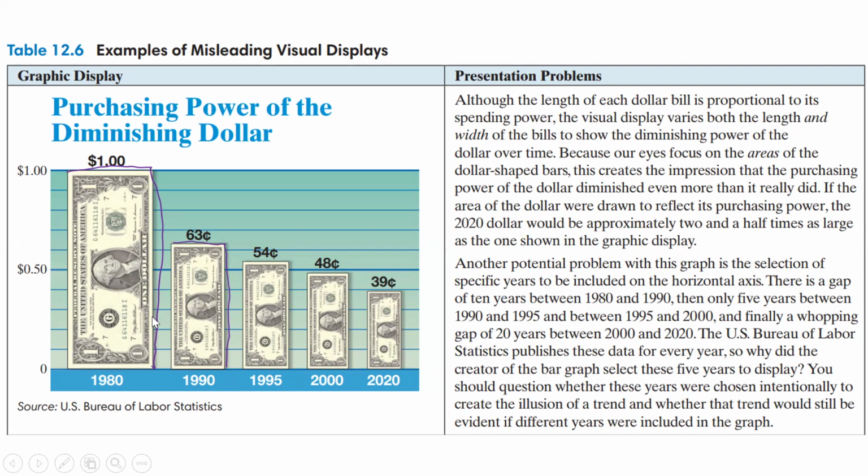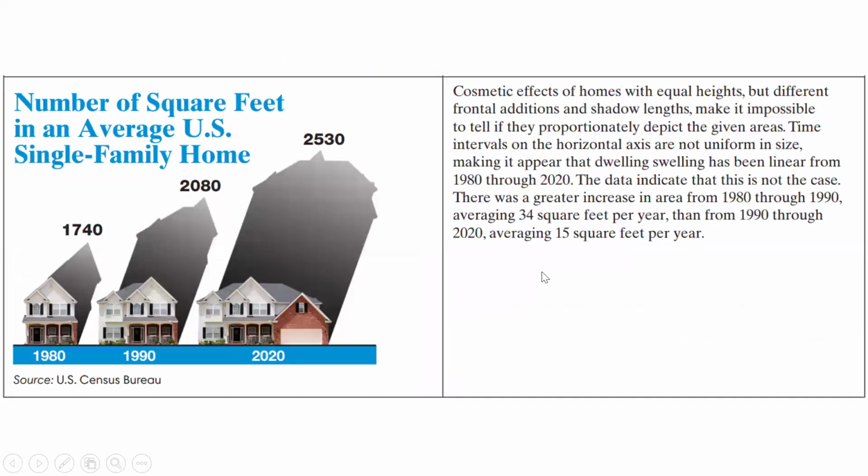So we really need to question whether these years were chosen intentionally to create the illusion of a trend, and also whether that trend would still be evident if different years were included in the graph. So what if we did 1980, 85, 90, 95, 2000, 2005, 10, 15, and then 20? How would it look then? That's really a key thing, thinking about how that would change what we see here in the graph.